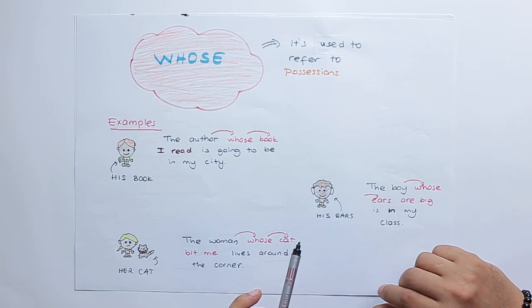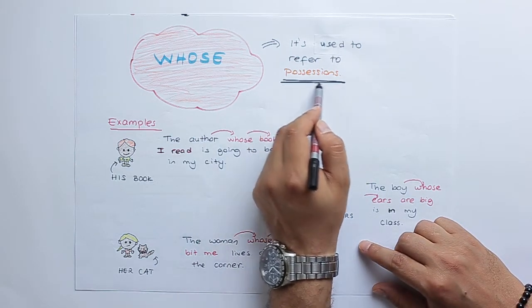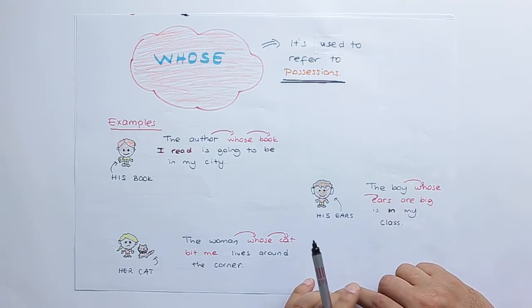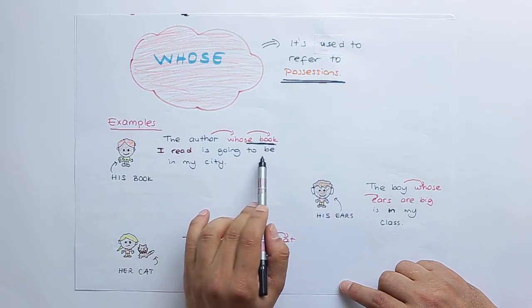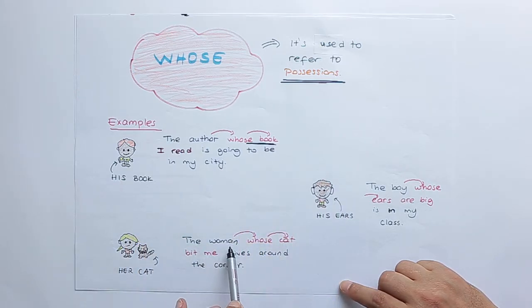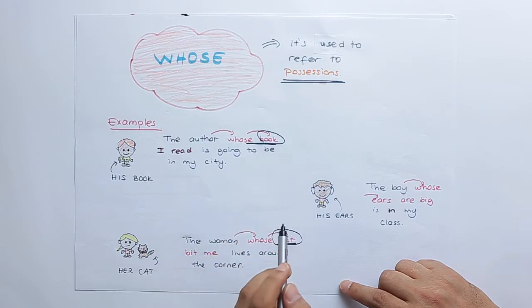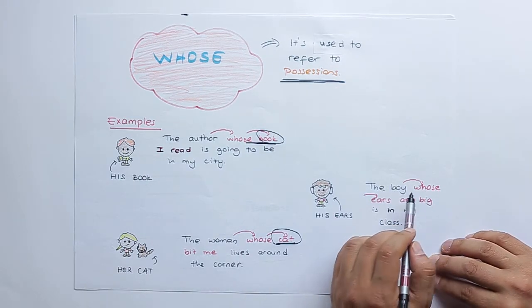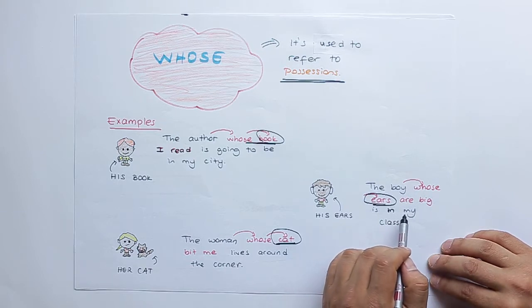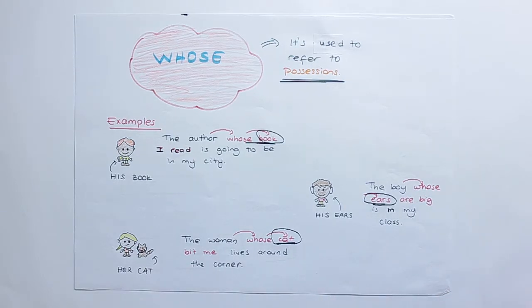Whose. It is used to refer to what? Refer to possessions. Yes. As an example, the author whose book I read is going to be in my city. Or the woman whose cat lives with me around the corner. Be careful. After whose there should also be a noun. Here book is used. After whose here cat is used. Or the boy. Which boy? The boy whose ears are biggest in my class. These are the examples for whose.